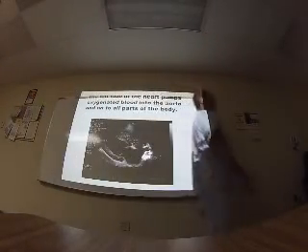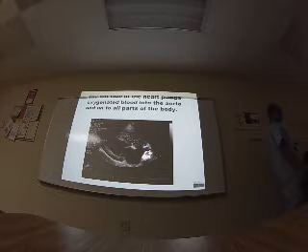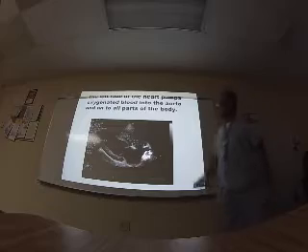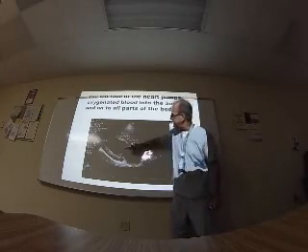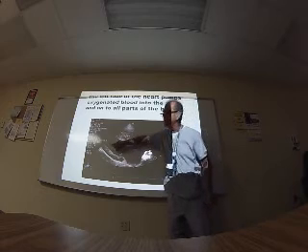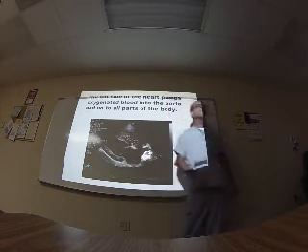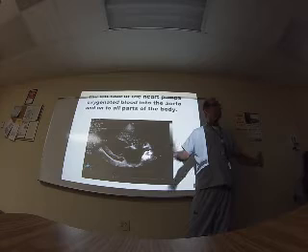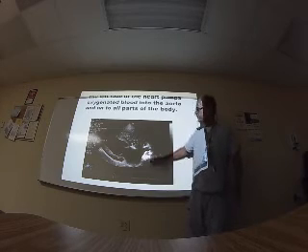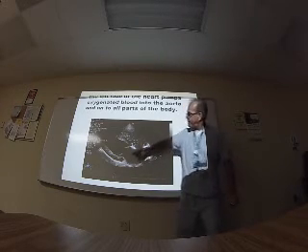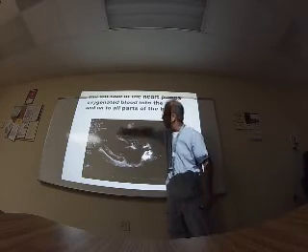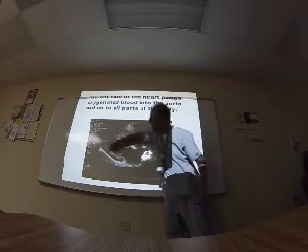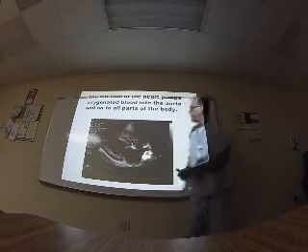The left side of the heart pumps oxygenated blood into the aorta and all the parts of the body. This is a long axis view of the heart in echocardiography: the left atrium, the mitral valve, and the left ventricle. This is the septum, and this is the wall of the left ventricle.